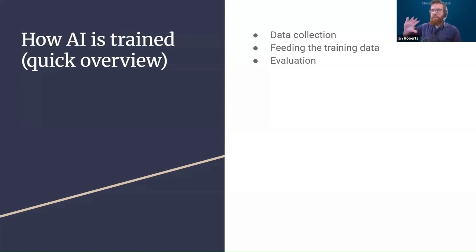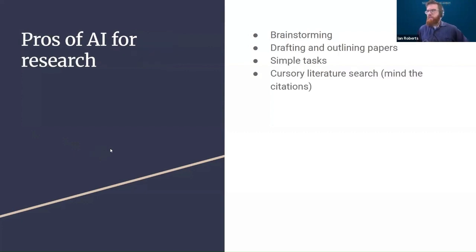So that's the real quick overview of how AI models are trained. So getting into the pros of using AI for research, it's really good, as I said, for general tasks, brainstorming, drafting ideas, outlining papers. You can ask an LLM to plan a class session, and it'll give you some good ideas or help you flesh out ideas you already had.